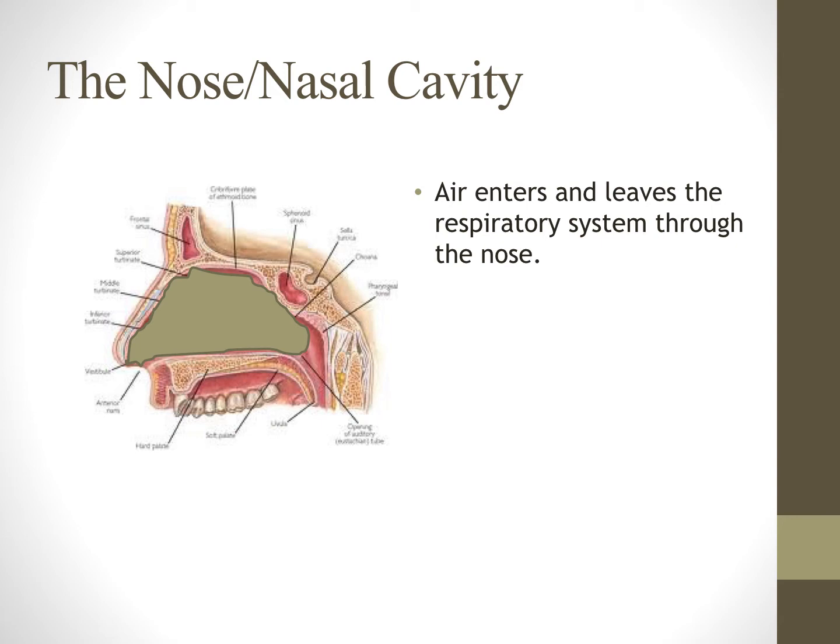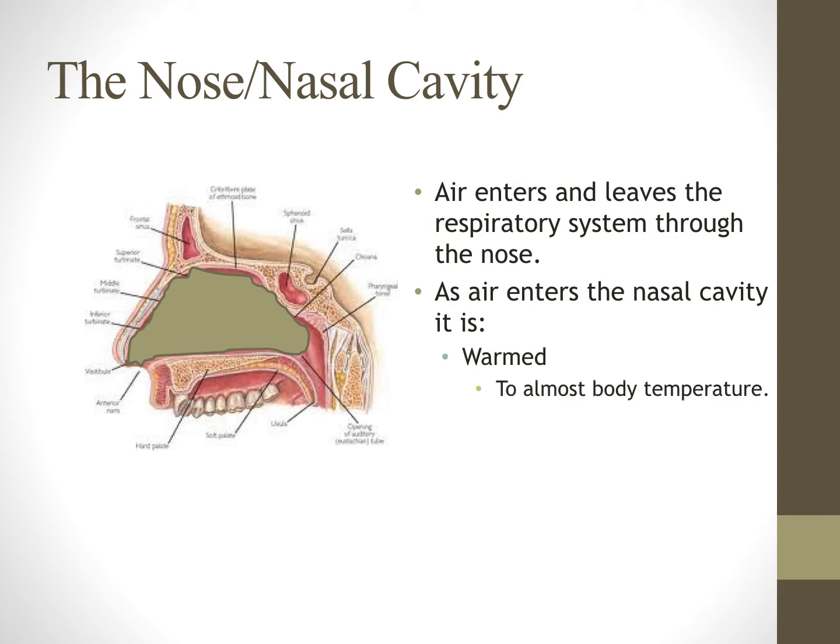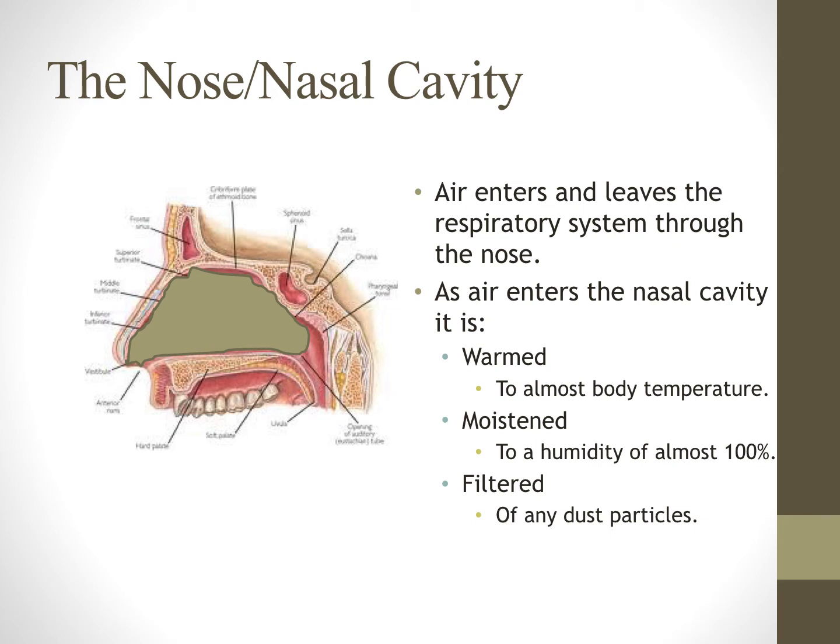As air enters the nose or nasal cavity, it has the ability to be warmed to about body temperature, moistened to a humidity of almost 100% because the internal structures of your body are, for lack of a better term, wet. And then lastly, we want to filter out any dust or any particle that's making its way into the body. Any foreign invader, any bacteria, any pathogen, we want to grab onto it and not send it down to those air sacs or your alveoli.